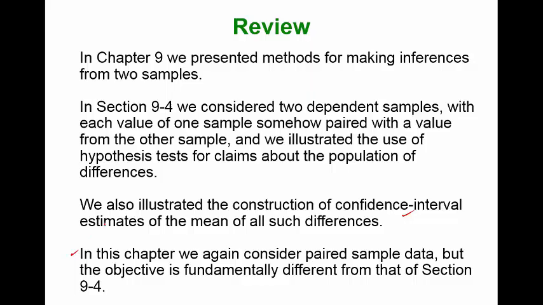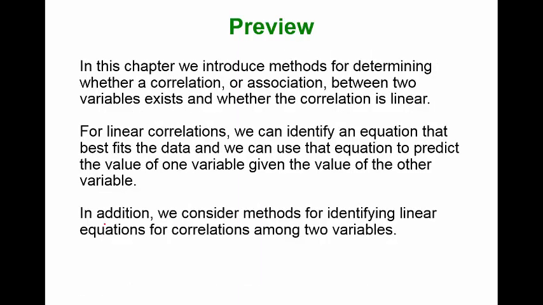In this chapter we're going to look at paired values again, but they're going to be different from the paired values in 9.4. The paired values that we're going to be looking at are for checking to see if there is a correlation or an association between two quantitative variables. We're going to focus on a linear correlation, and try to see if there is a correlation between the two variables. We're also going to try to find an equation if there is in fact a correlation. We should find the equation of a line that best fits the data.